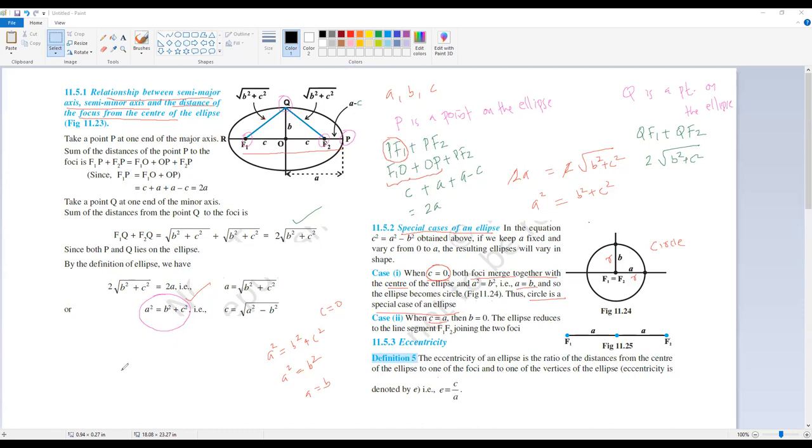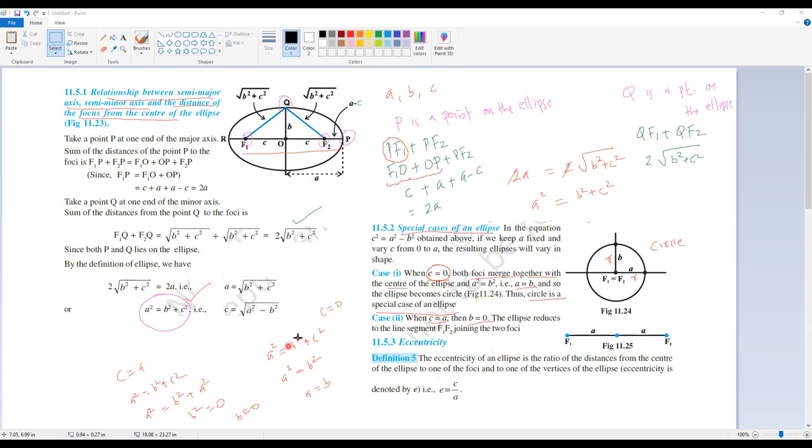So what will happen? C is equal to A. We know that A square is equal to B square plus C square. With C equal to A, that is A square is equal to B square plus A square. So from this you will get B square is equal to 0. That means B is equal to zero. B is equal to zero means the semi-minor axis became zero. So what did it become? It becomes a line. Okay. So this is the case. Look, if the focus has C equal to A, it becomes a line. So these are two special cases just for your general information.